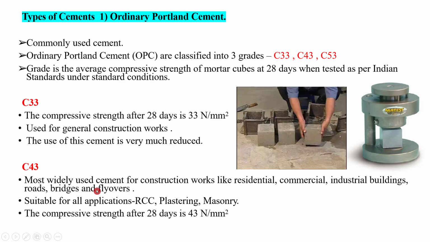And C43 is the most widely used cement for construction works like residential, commercial, industrial buildings, roads, bridges, and flyovers. Its strength after 28 days should be 43 Newton per mm square. It's suitable for all applications like reinforced cement concrete, plastering, and masonry.